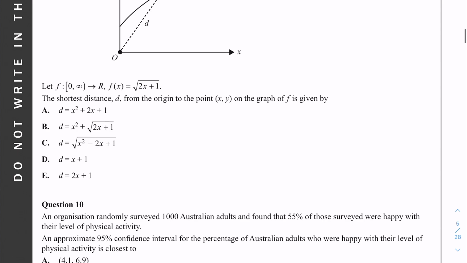But why have they given the answers in terms of x? Because if we have the shortest distance, then it will just be a value.